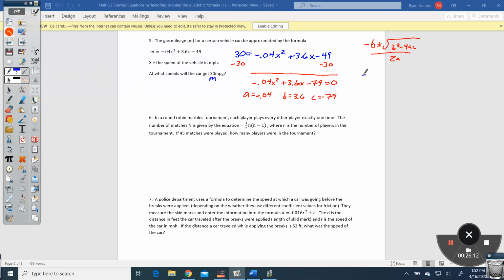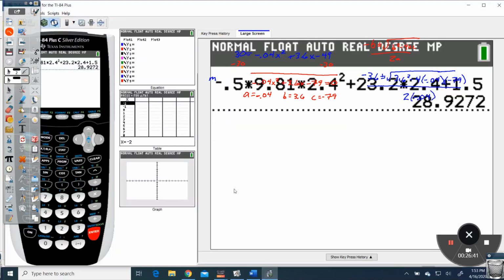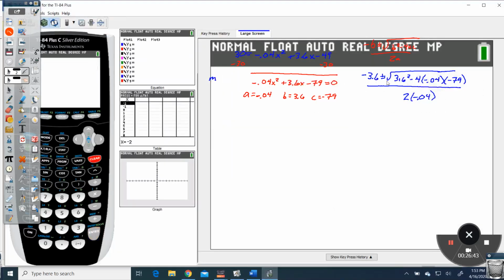So negative b, negative 3.6, plus or minus the square root of 3.6 squared minus 4a, which is negative 0.04, times c, which is negative 79, all over 2a. And so again, I just go right to my calculator and I plug that in all in one step. Okay, so there it is over here.